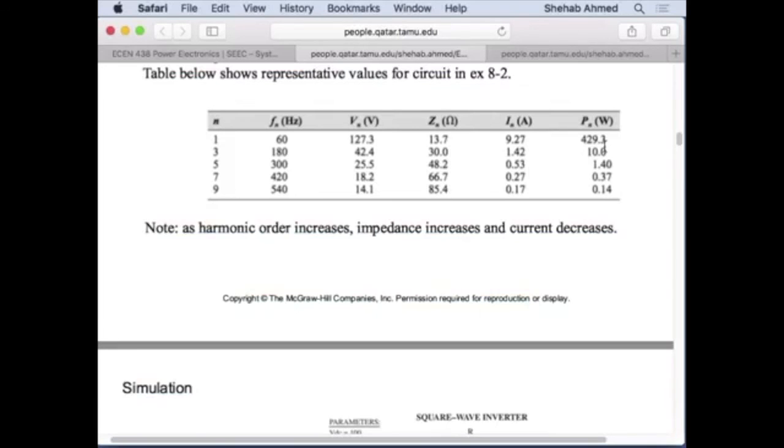So how do you solve that? You try to improve the harmonic content of your waveform. How do you improve the harmonic content of your waveform? You cannot do it with a pure 50% duty cycle fundamental frequency switching.